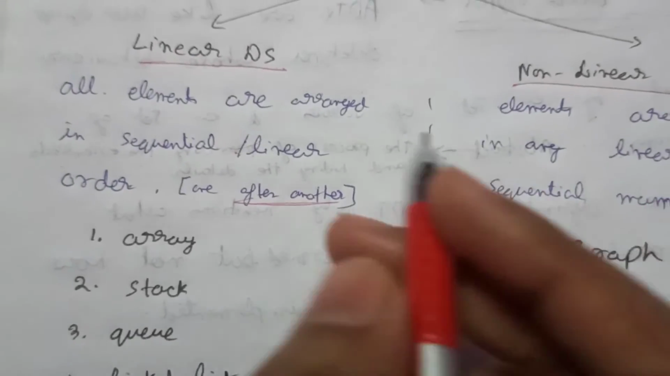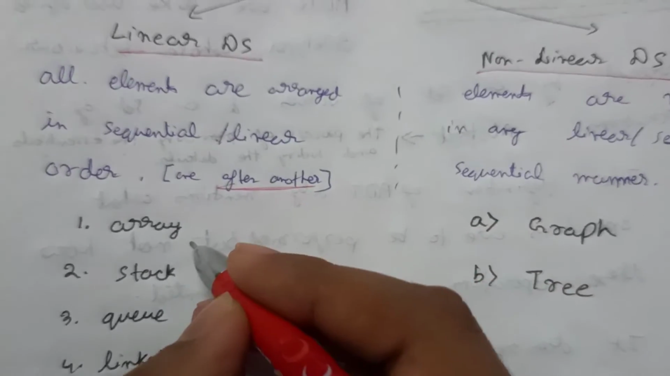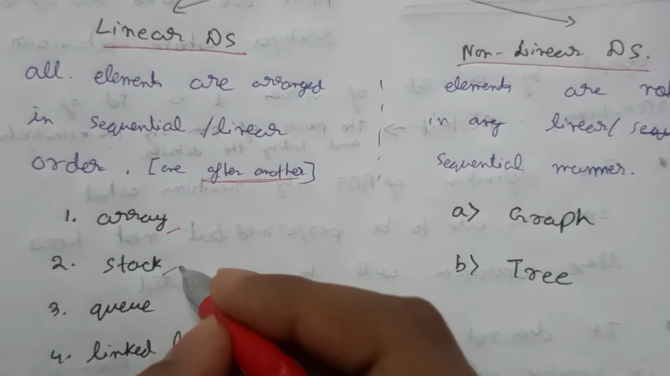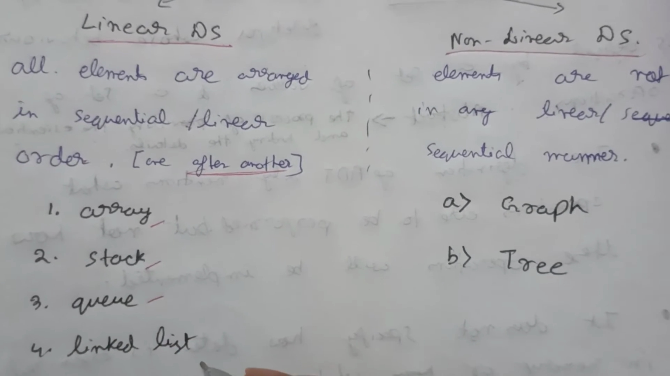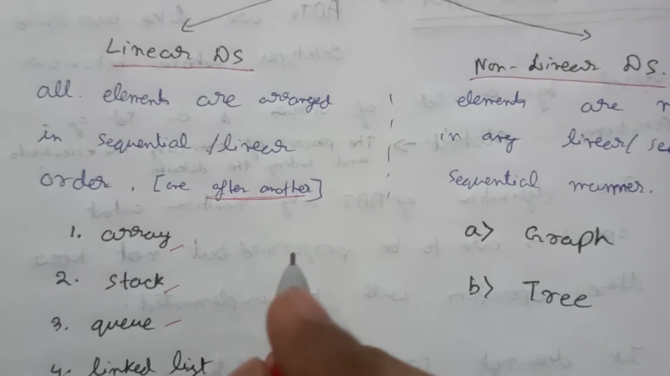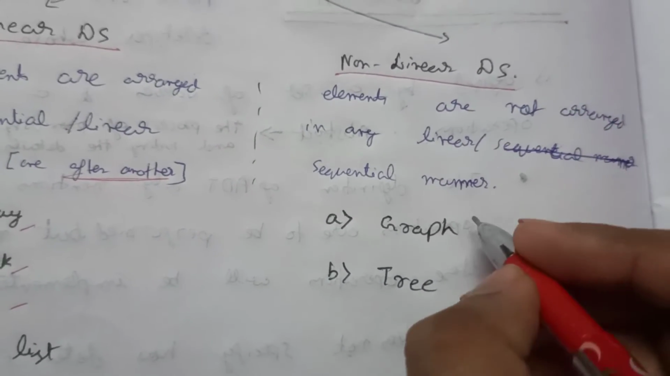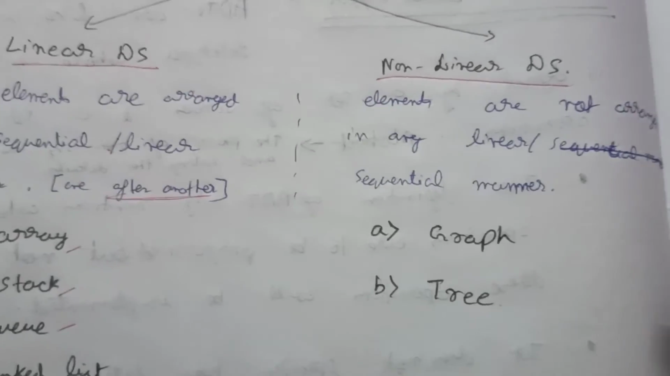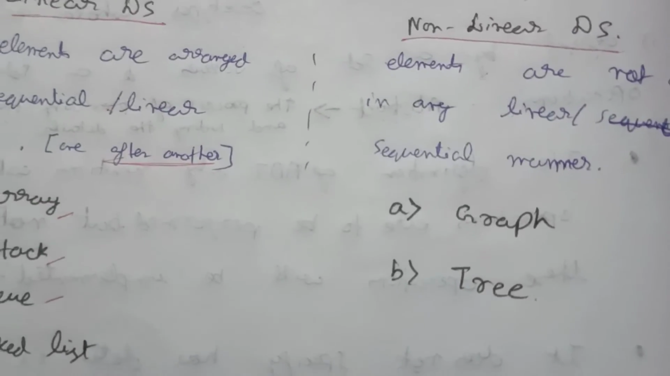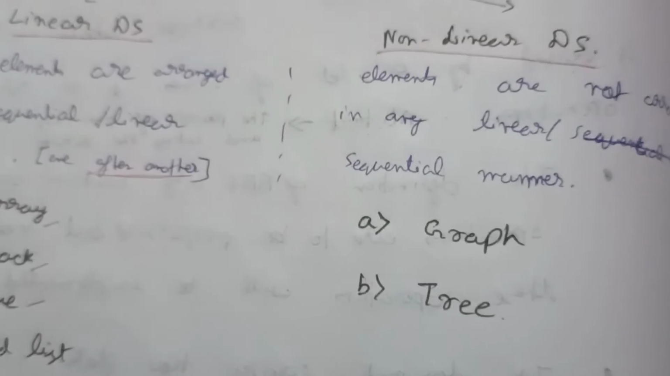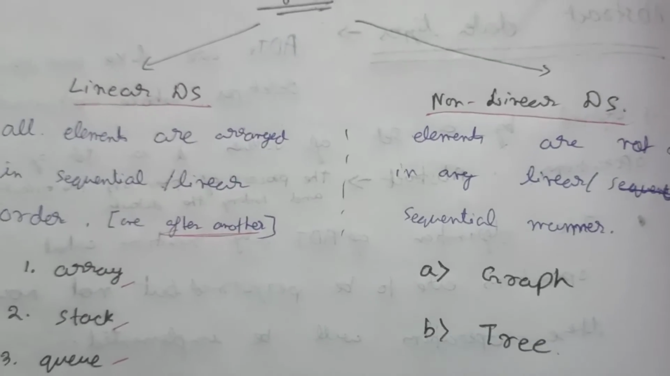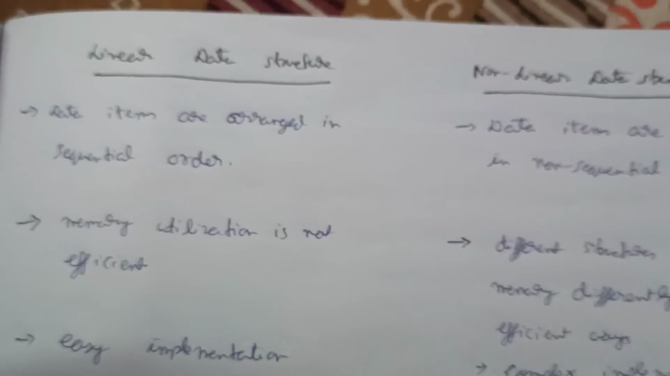Now let's check the examples of linear data structure. These are arrays, stacks, queues, and linked lists. So these all are linear data structures. And non-linear data structures are what? These are graphs and trees. These are non-linear data structures. So you must know the difference between these two things. Let's check the difference between linear and non-linear data structure.